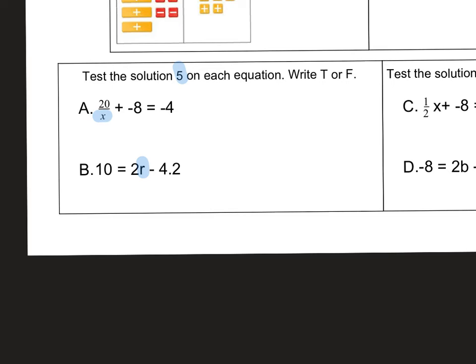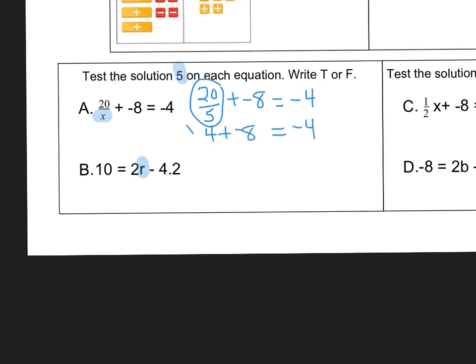So let's go ahead and look at letter A. This says take 20 divided by the solution of 5, add a -8 to that, and see if you get -4 on this side. So according to order of operations, I'm going to definitely have to divide that first. 20 divided by 5 is 4, and 4 plus a -8. Does that equal a -4?